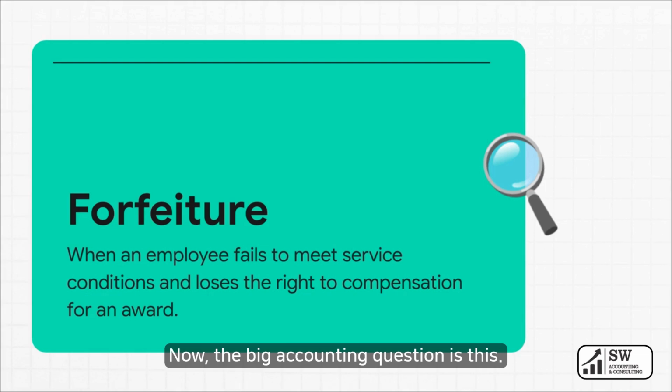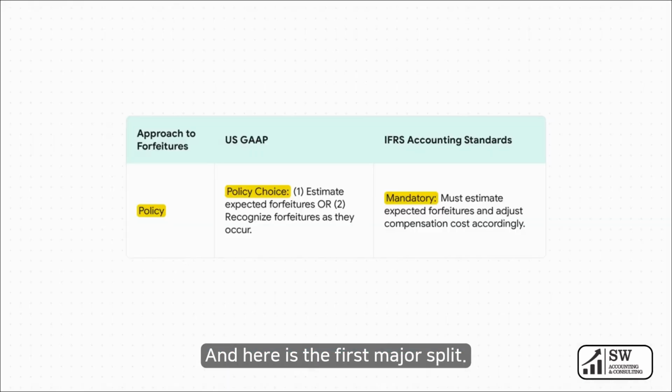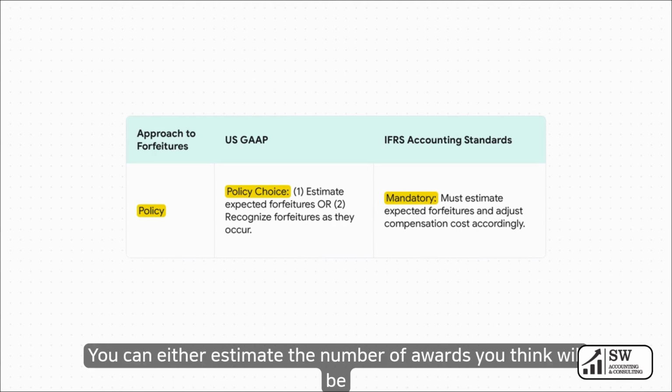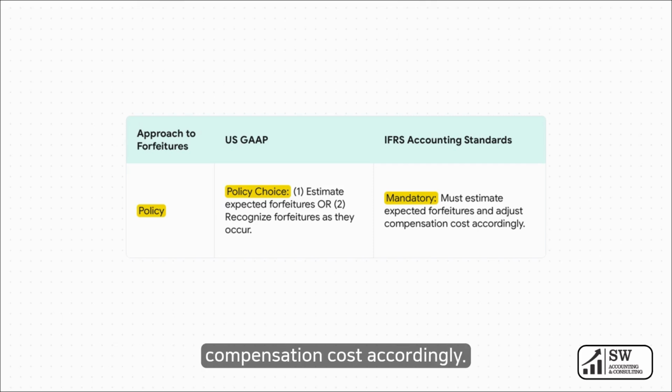Now, the big accounting question is this. Do you plan for this possibility from day one, or do you just wait and see what happens? Well, as you're about to see, there's no single answer. And here is the first major split. US GAAP basically gives you a choice. You can either estimate the number of awards you think will be forfeited and adjust your expense from the start, or you can just recognize the forfeitures as they actually happen. IFRS, though, no choice. It's mandatory. You have to estimate forfeitures upfront and adjust your compensation cost accordingly.